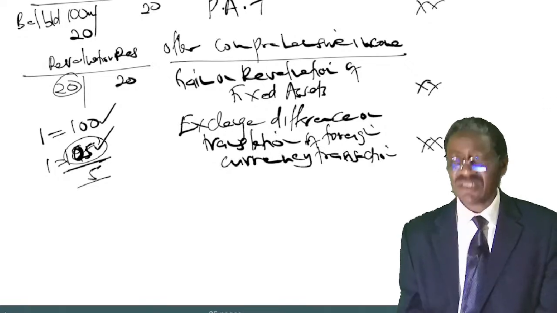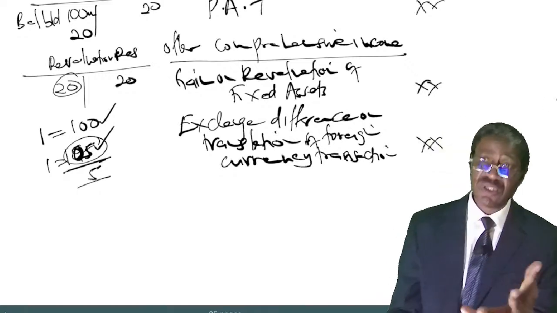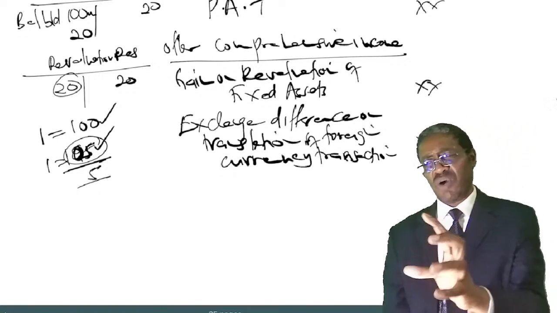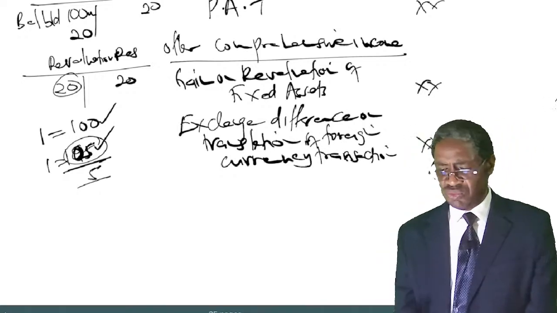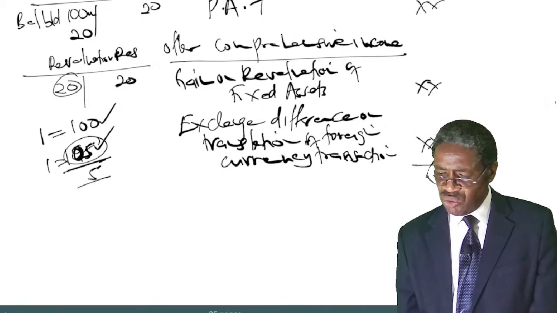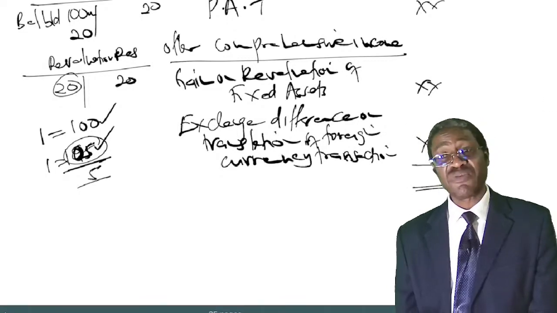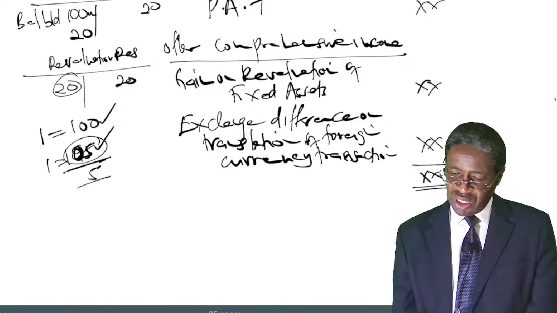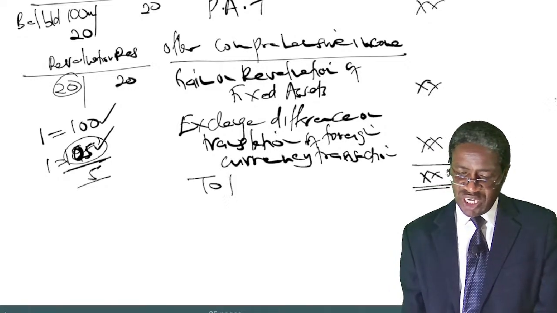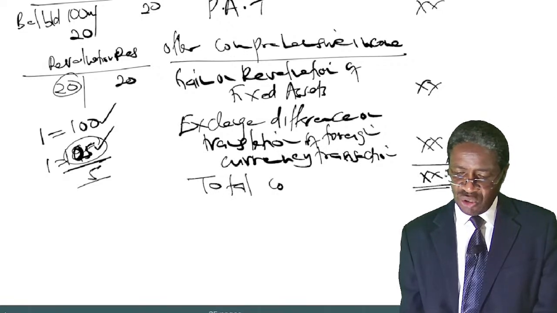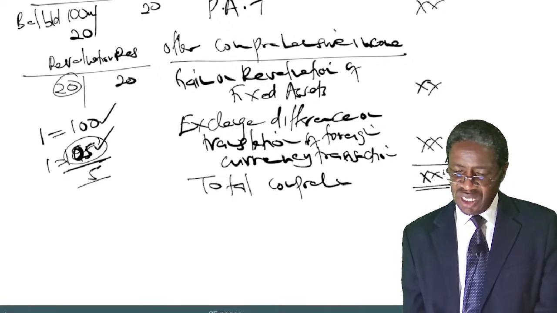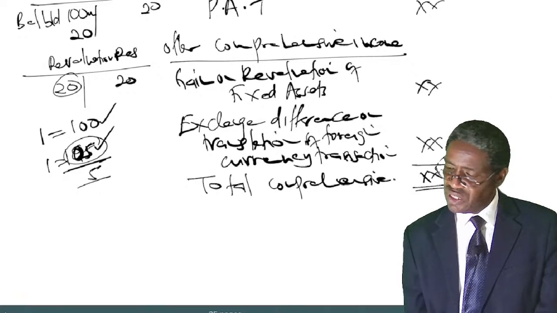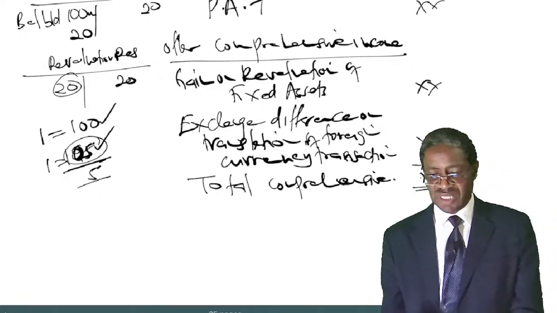If it's a gain, of course you add. If it's a loss, you minus. For now, let me assume those are the only two other comprehensive items as per the questions. Get the totals, and now you get what we are calling total comprehensive incomes. Good.